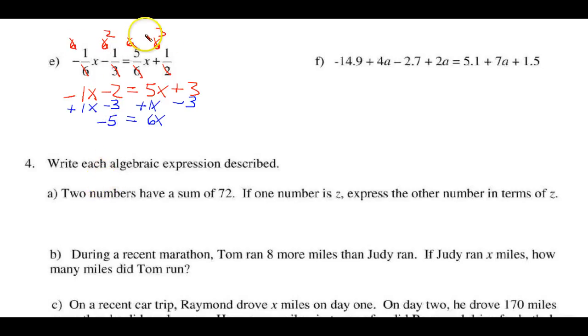And again, the steps: getting rid of fractions, getting all of our variables to one side, numbers to the other, and now we're just going to divide by the numerical coefficient. We get x equals a negative 5/6.